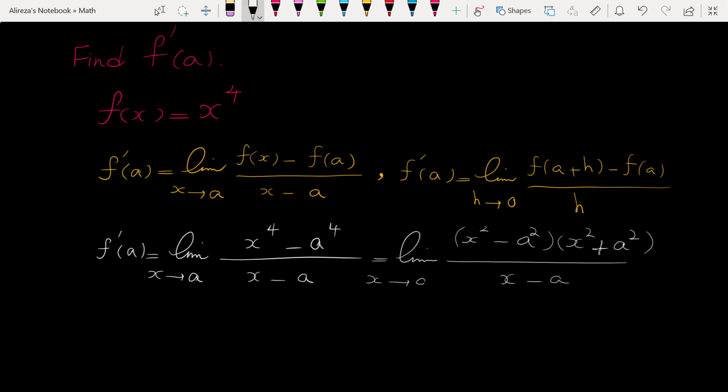Let me remind you the difference of squares identity. A to the 2 minus b to the 2 equals a minus b times a plus b. Based on this identity, we can write x to the 4 minus a to the 4 as x to the 2 minus a to the 2 times x to the 2 plus a to the 2.